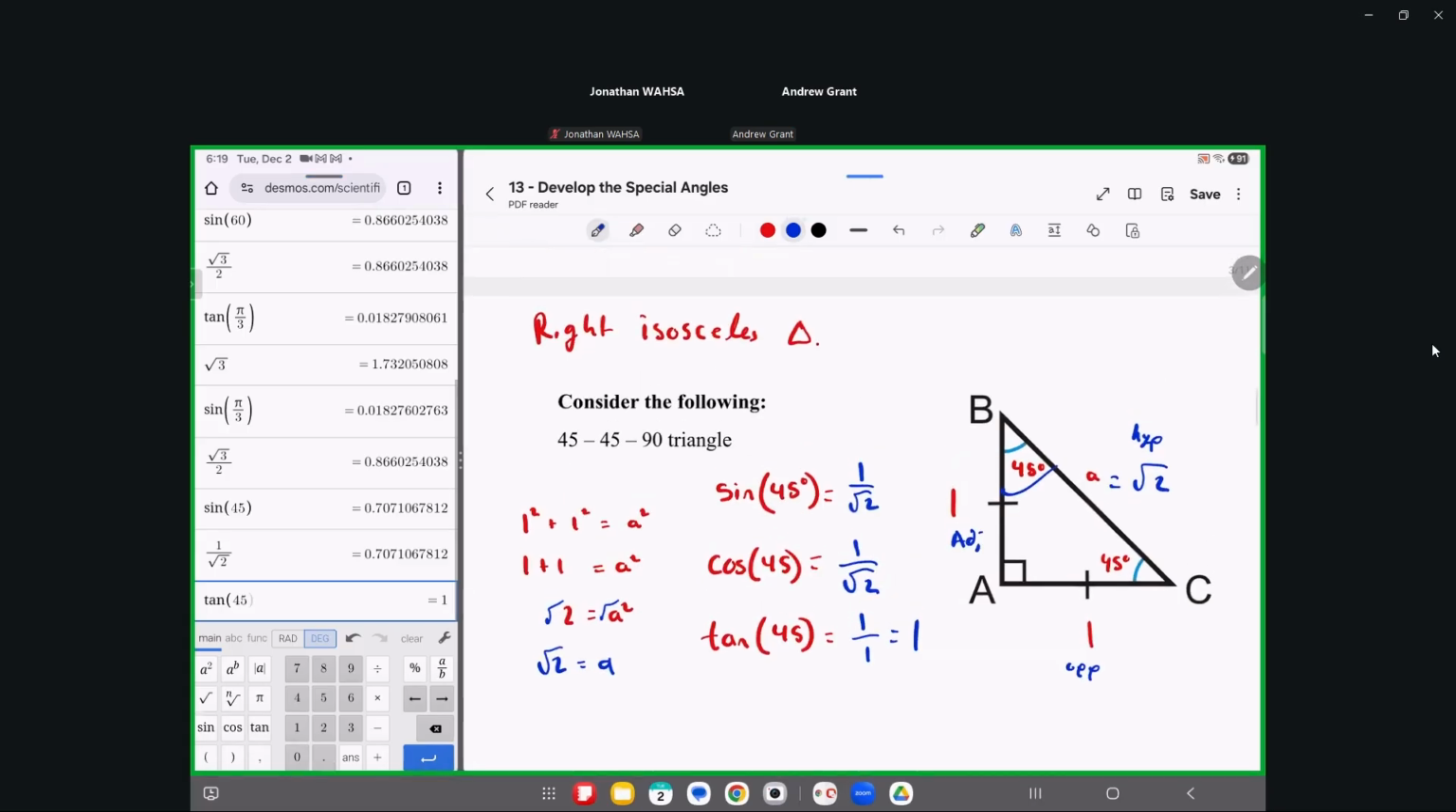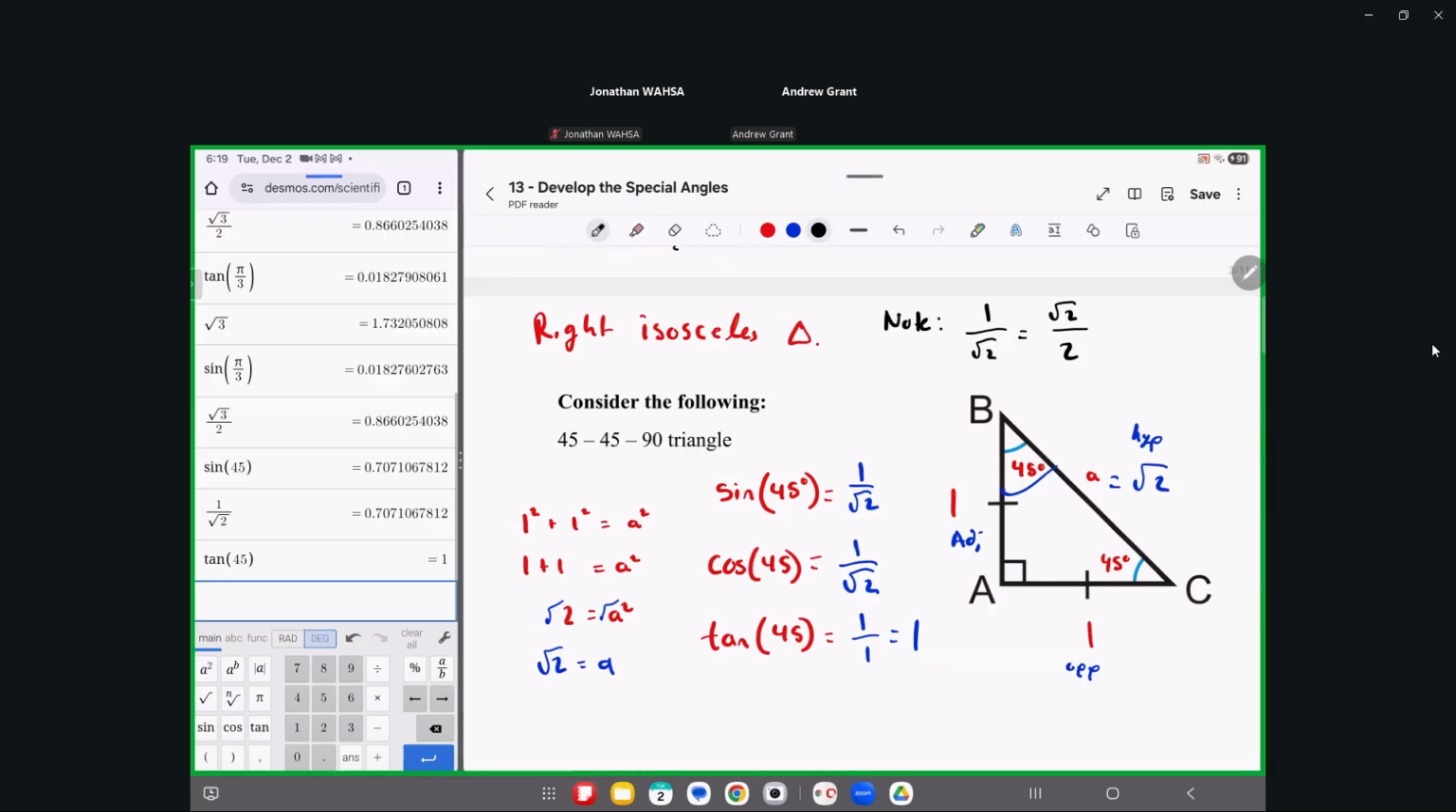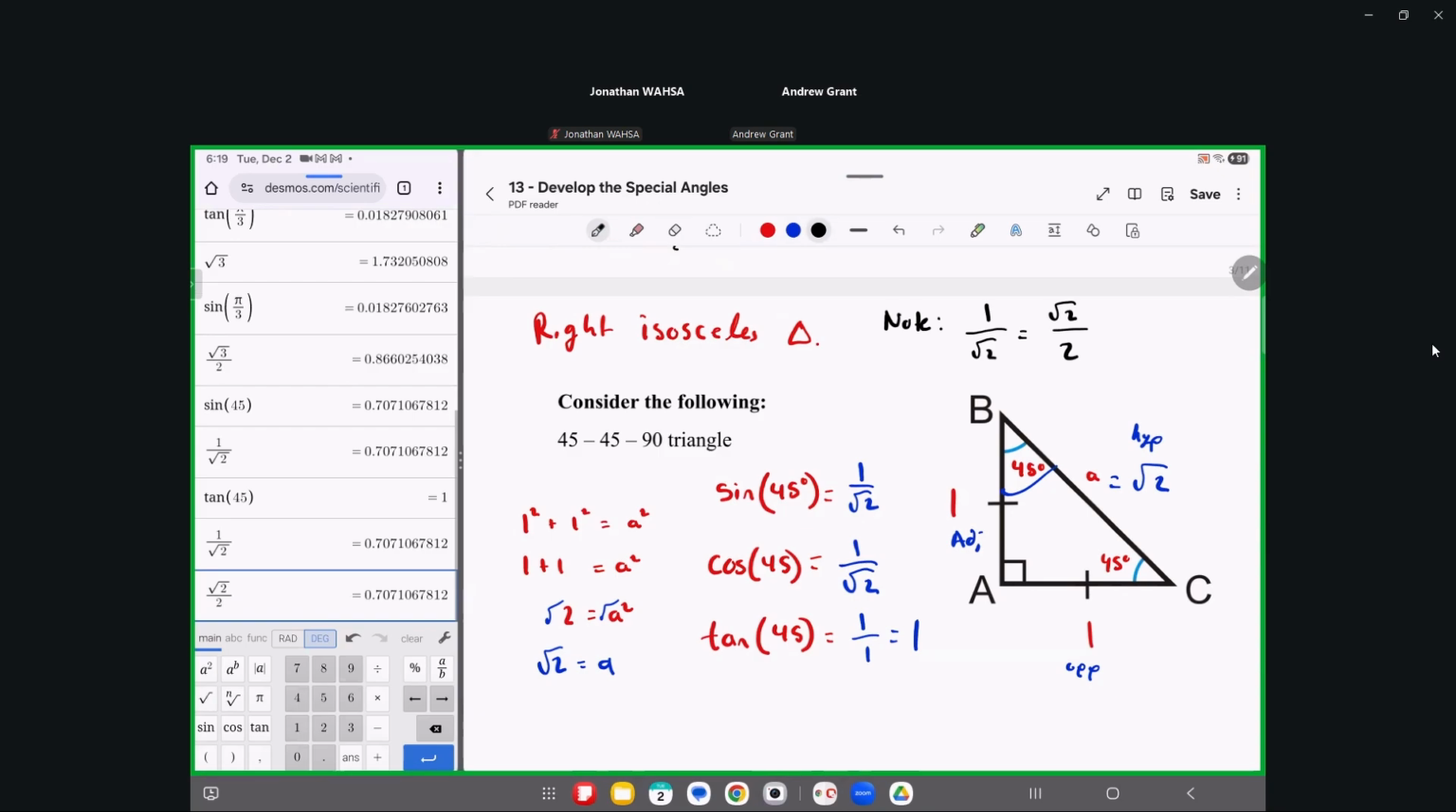Just as a little note, similar to last time, some textbooks will write it just as 1 over the square root of 2, but they may rationalize this as well and write it as the square root of 2 over 2. And these are the same thing. So if I take 1 divided by the square root of 2, that's the same thing as the square root of 2 over 2. So we get the exact same solution.